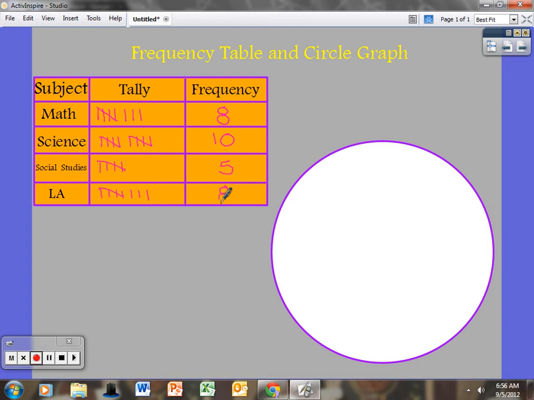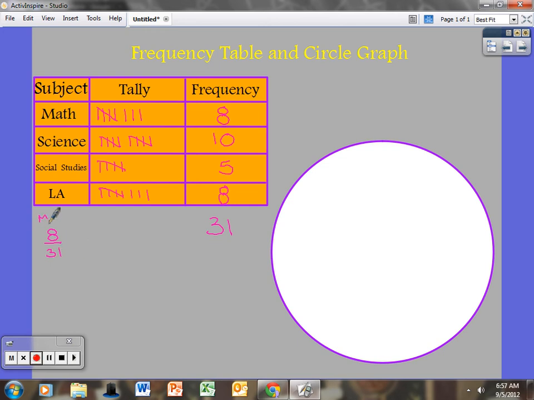Now, if I want to convert these whole numbers into information I can put onto a circle graph, I know I have to make them into percents. To do that, I have to figure out how much of the whole each one represents. So I add all these numbers together to figure out how many people I polled. 8 and 10 is 18, plus 5 is 23, plus another 8 is 31. Let me double check my math real quick. 8 and 8 is 16, 17, 18, 19, 20, 21. Okay, 31.